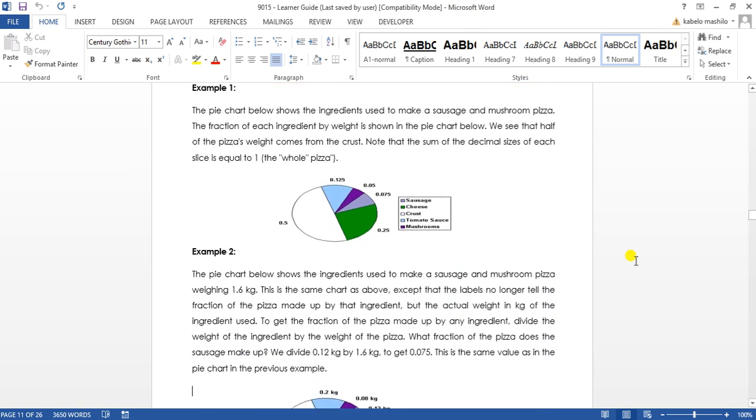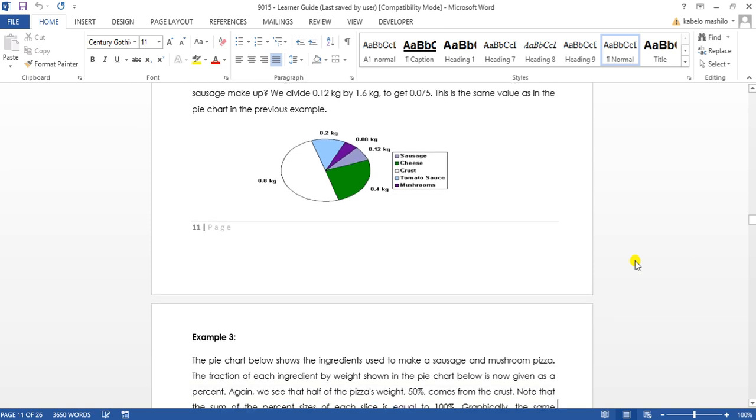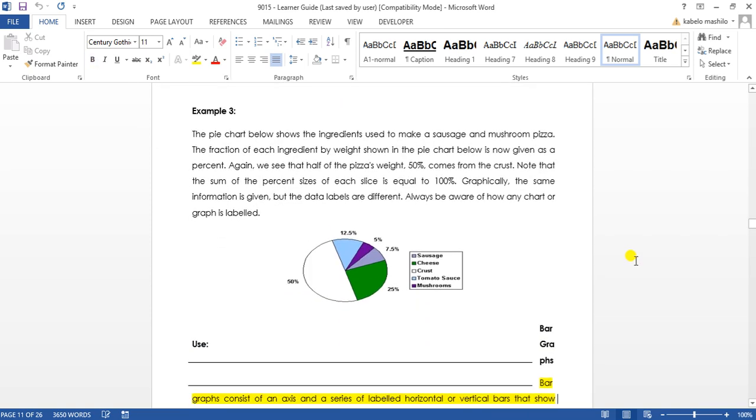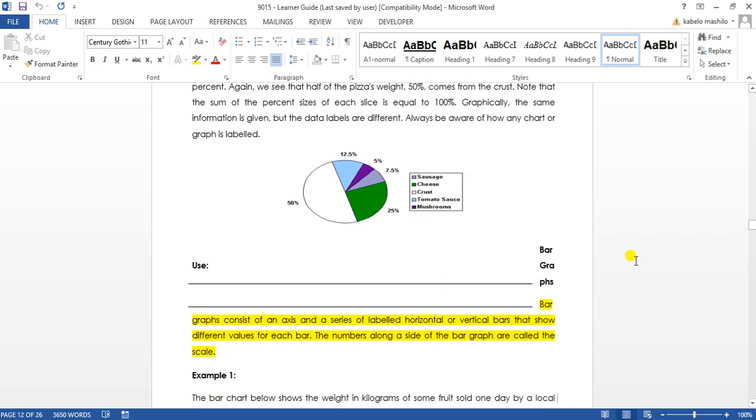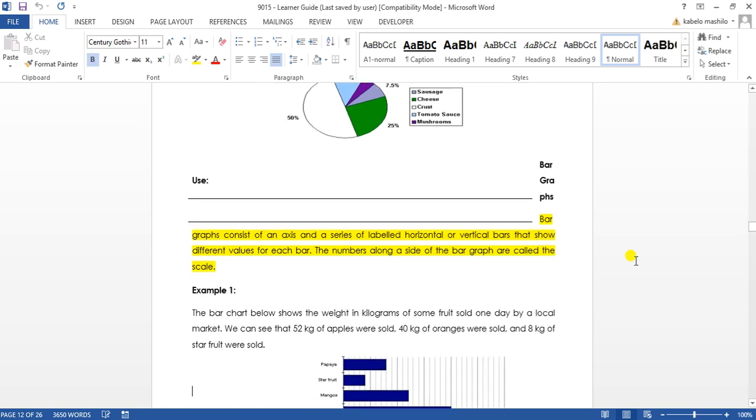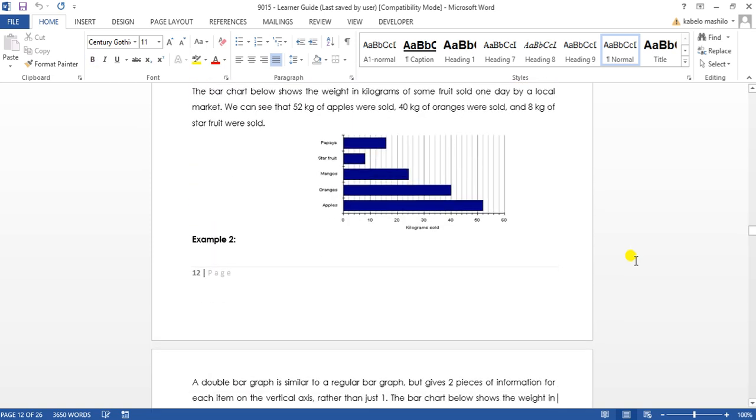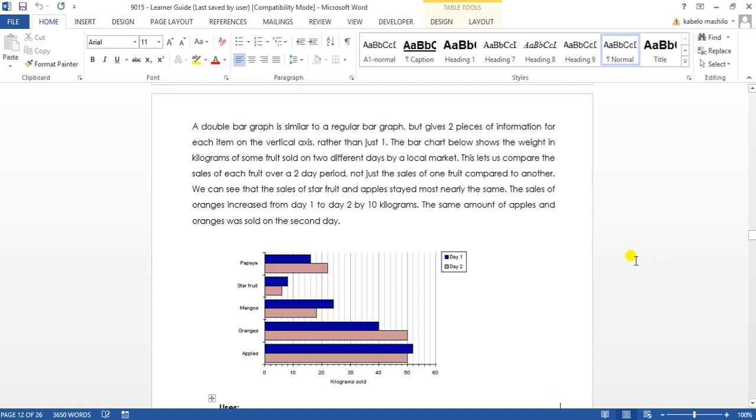There's three examples. You'll go through that on your own. A bar graph consists of axes and a series of labeled horizontal or vertical bars that show different values for each bar. The numbers along the side of the bar are called the scale. There's an example of that. Two examples, you go through that on your own.